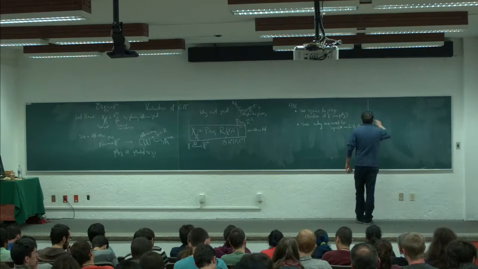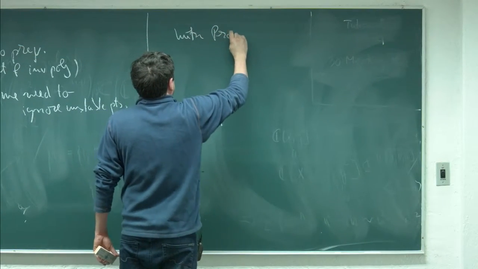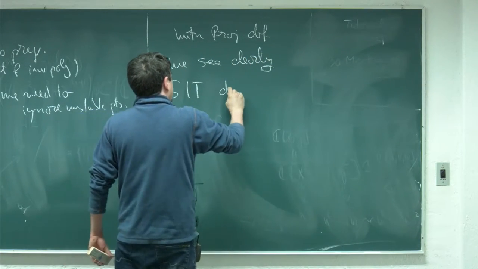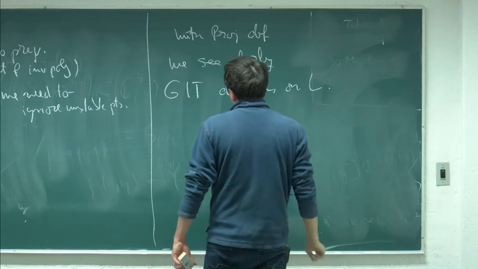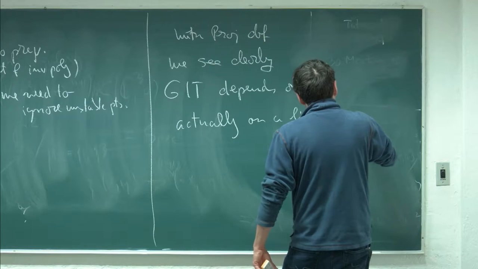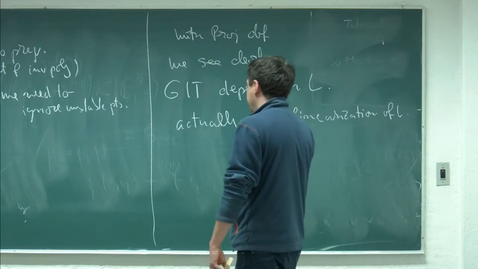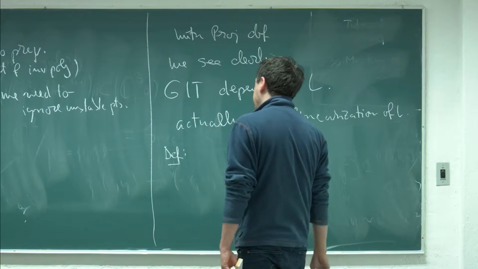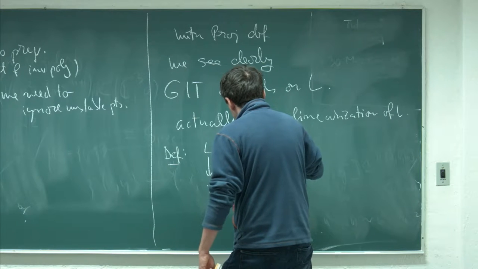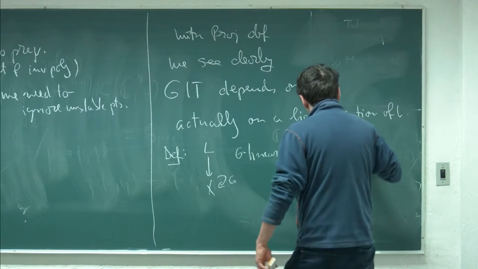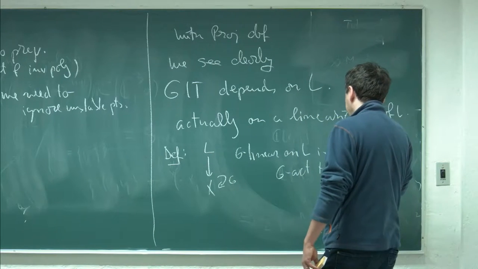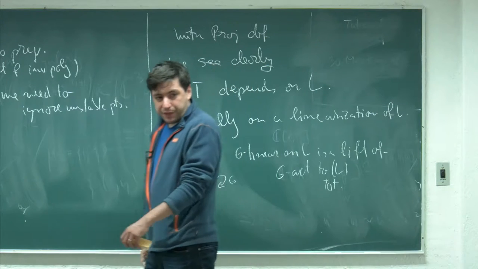Okay, now with this Proj definition, we see clearly GIT depends on L and actually on a linearization of L. So what is a linearization? And let's make it simple here. So if I have L over X, a G action here, a G linearization on L is a lift of the G action to L, to, maybe strictly speaking, the total space of L.